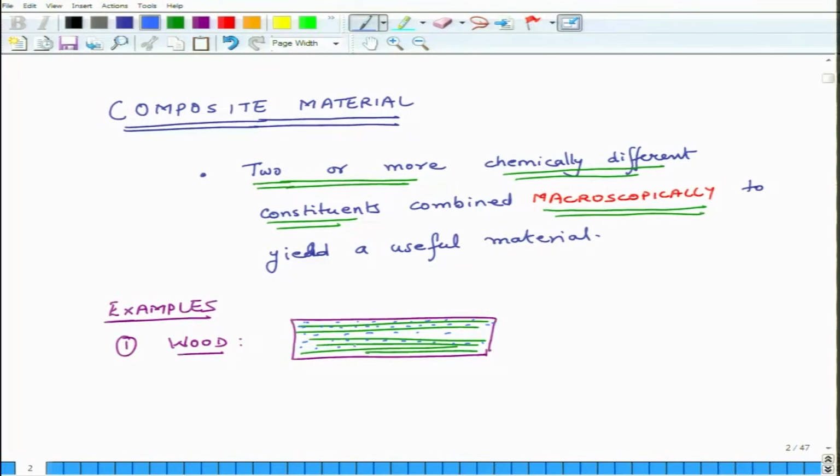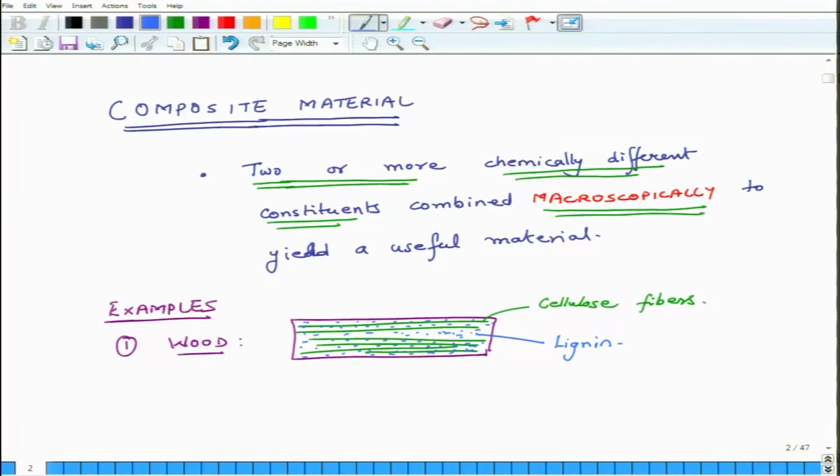So, they are bound in a sea or in an ocean full of some resinous material, okay? And these fibers are made up of a material called cellulose. No, these are cellulose fibers. And this resin which fills up the entire area, that is called lignin. So, they are again chemically different materials.